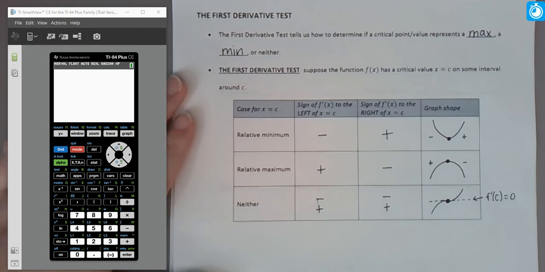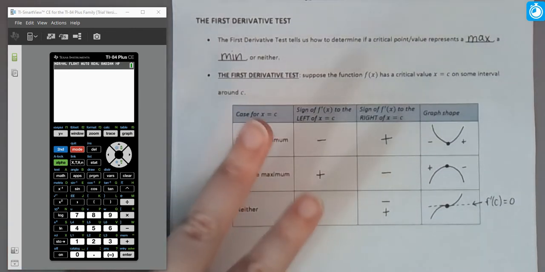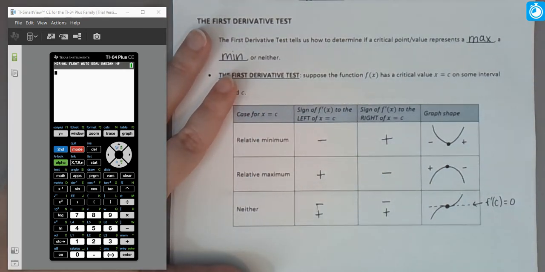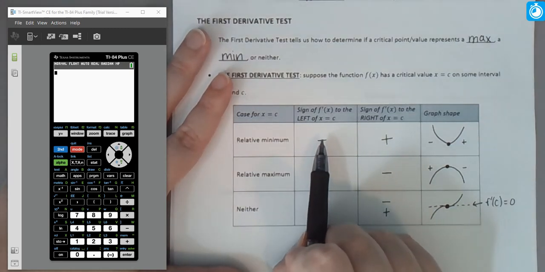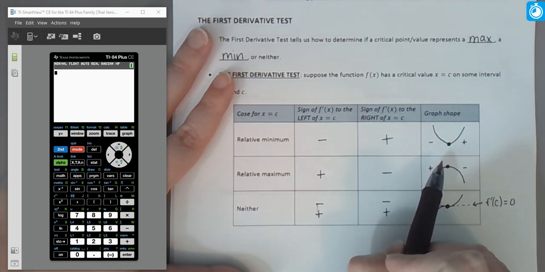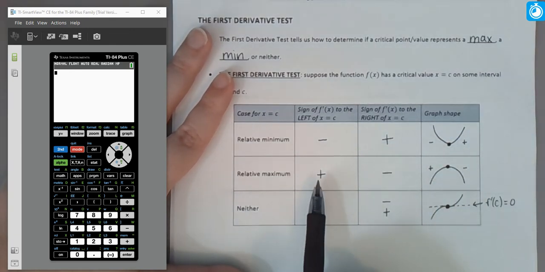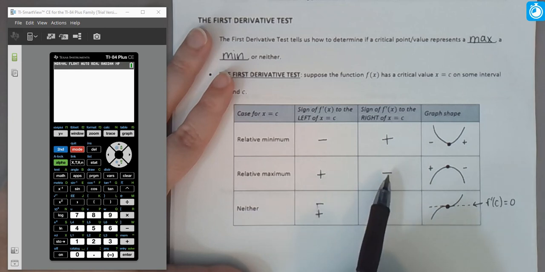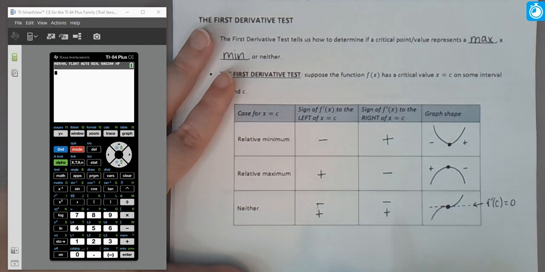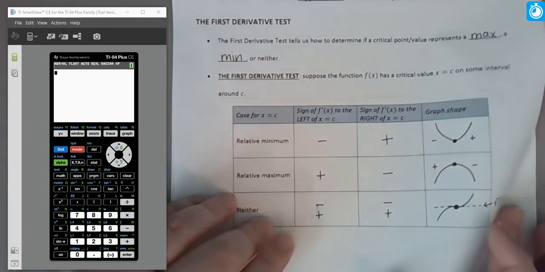So number 1, we need to find our critical values, and then number 2, we analyze the signs of the derivative on either side of those critical values. If we go from being sloped downward, decreasing, to sloped upward, that means we have a minimum value at that critical value. If we go from being sloped upward to being sloped downward, well, that means we have a maximum. And then if the sign doesn't happen to change, it means we have something going on that's probably a little bit more like this. You can think of the graph as having sort of a wiggle. That's not really a technical term, but you know what I mean by that. So let's do an example.